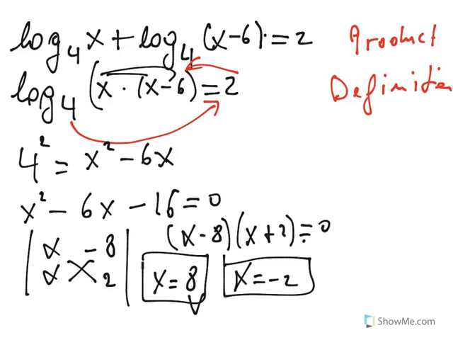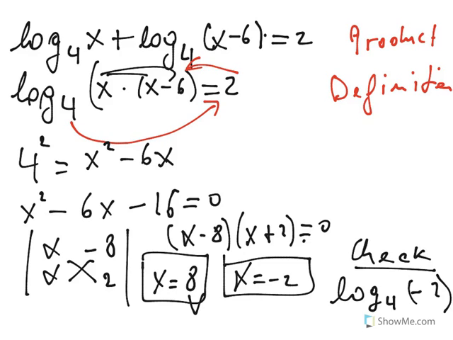When I substitute negative 2, I'm writing here a short check because you can understand that log base 4 of negative 2 is undefined since x has to be greater than 0. So since it's undefined, it doesn't make any sense. So we are going to cross that out. This is an extraneous solution. So the only answer here is x equals 8.